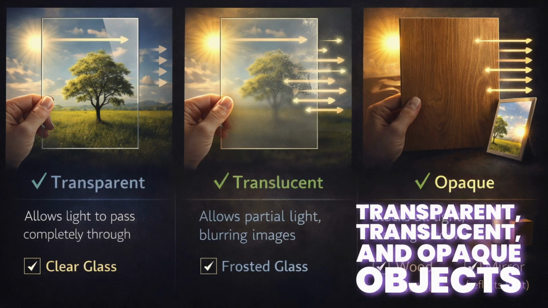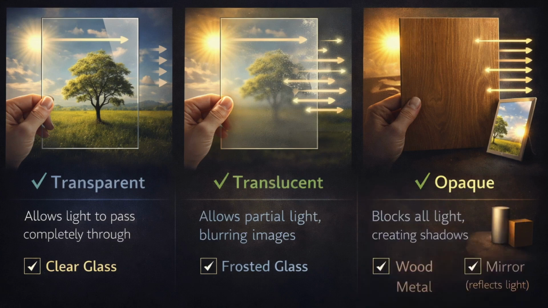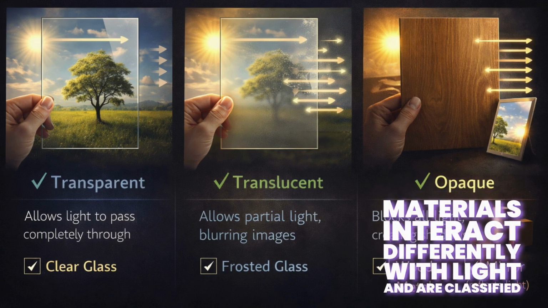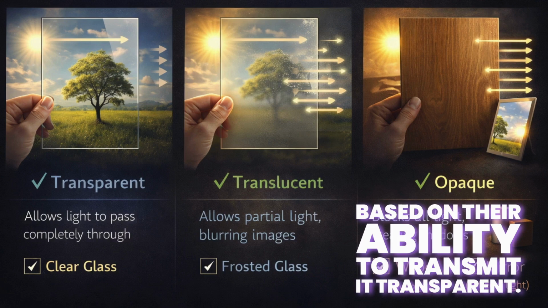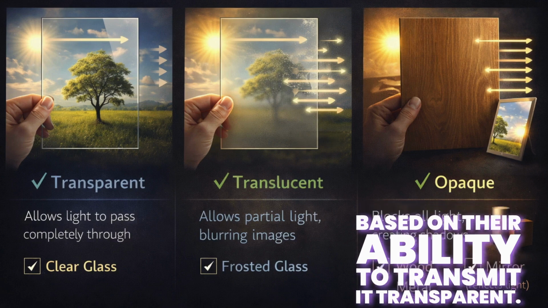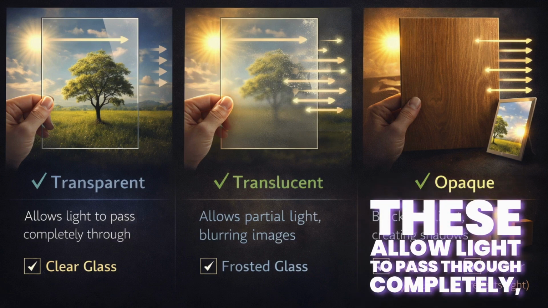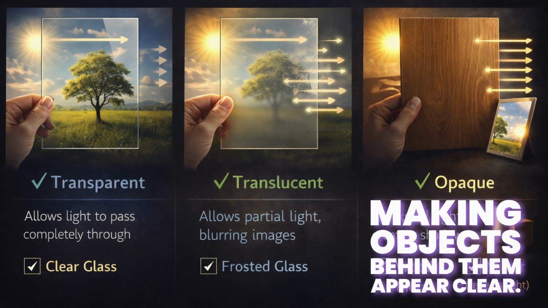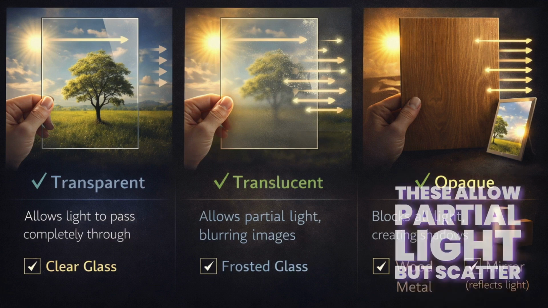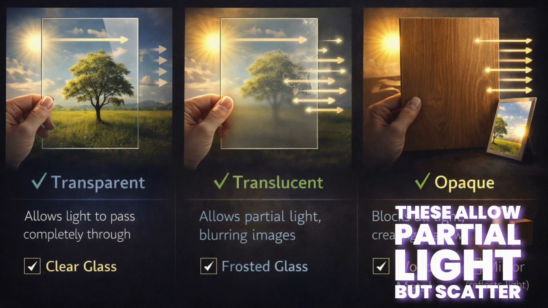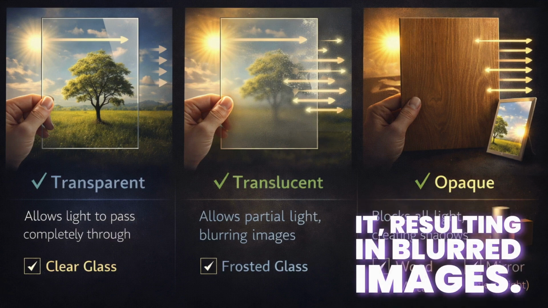Transparent, translucent and opaque objects. Materials interact differently with light and are classified based on their ability to transmit it. Transparent: these allow light to pass through completely, making objects behind them appear clear. Example, clear glass, air. Translucent: these allow partial light but scatter it, resulting in blurred images.